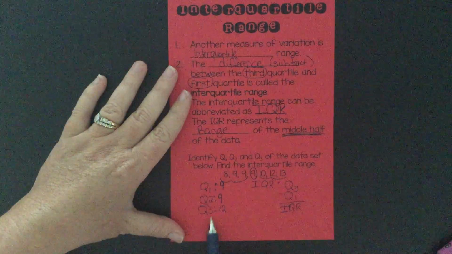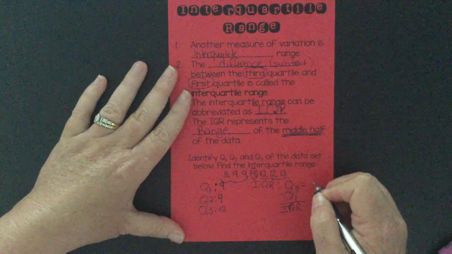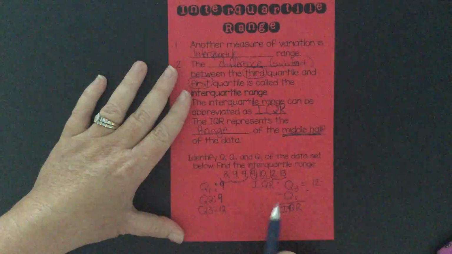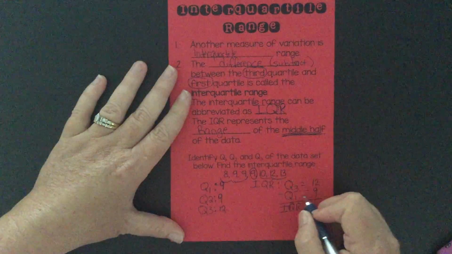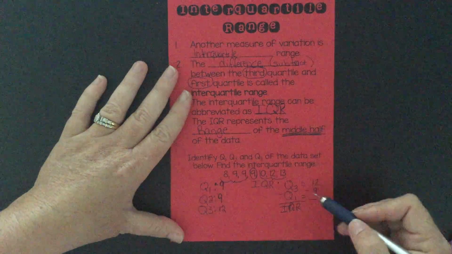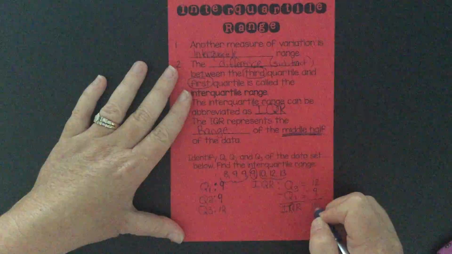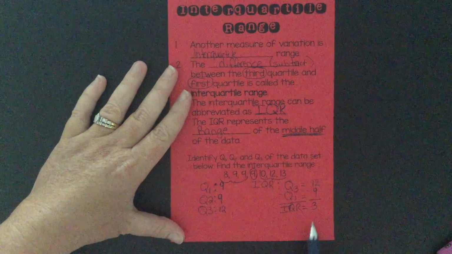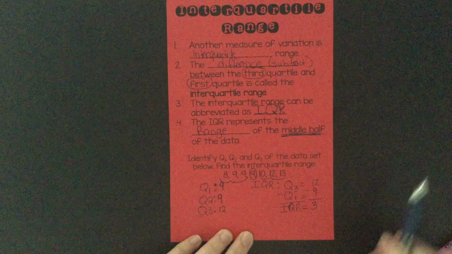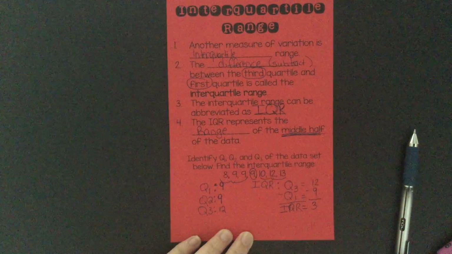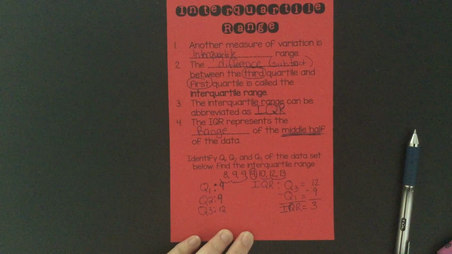So what was quartile 3? 12. What was quartile 1? 9. So what is 12 minus 9? 3. So my IQR for this set of data is 3. Everybody see that? Yes. Awesome. So finish that, and then we're going to glue it into our journal. We're going to do some more practice in just a minute.